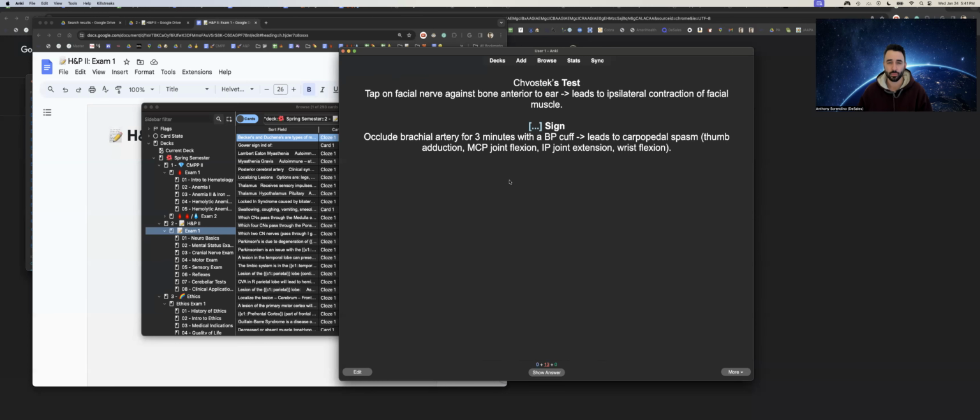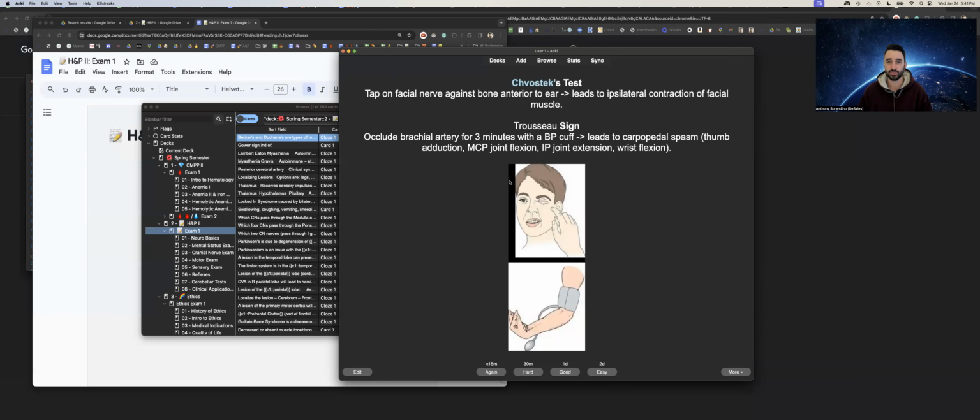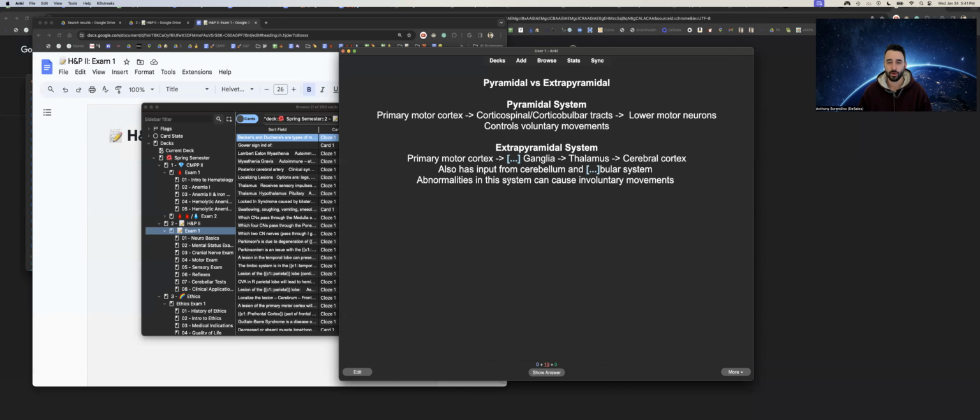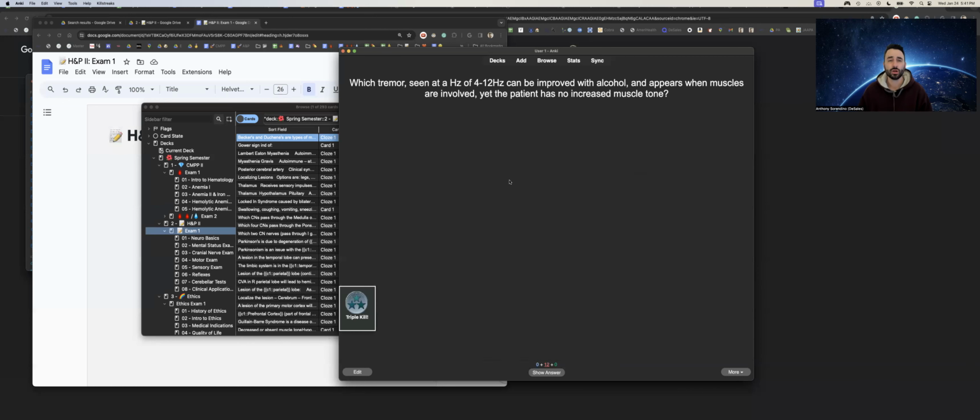Trousseau sign, occlude brachial artery for 3 minutes with a BP cuff. Carpopedal spasm, that's Trousseau's. Chvostek's test. Extrapyramidal system, this is where basal ganglia is. Also has input from the cerebellum and the vestibular systems. Which tremor, seen at 4 to 12 hertz, can be improved with alcohol and appears when muscles are involved, if the patient has no increased muscle tone.